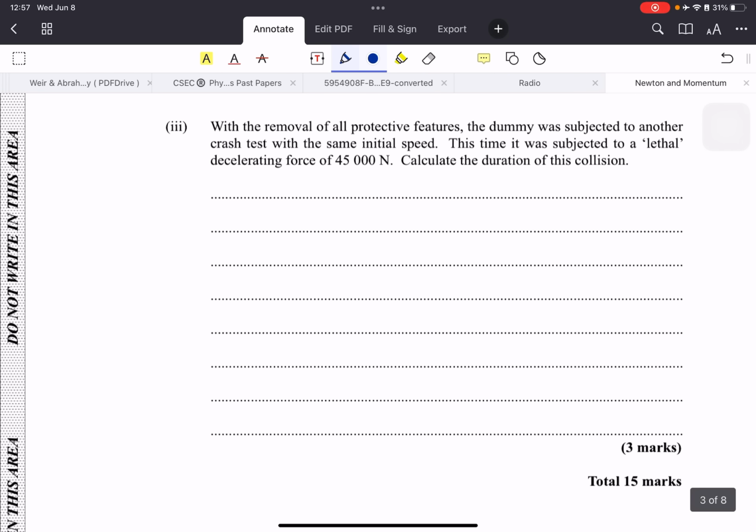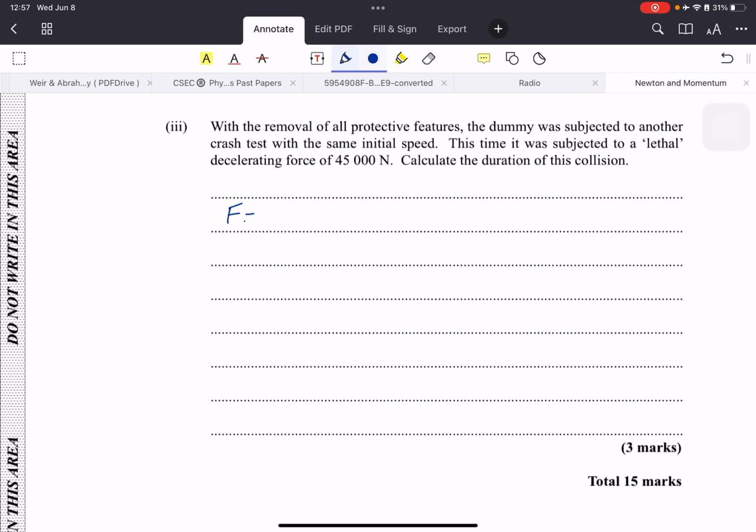Okay. With the removal of all protective features, the dummy was subjected to another crash test with the same initial speed. This time, it was subjected to a lethal decelerating force of 45,000 newtons. Calculate the duration. So again, we're dealing with force, time, crashing. We're using the same formula, right?